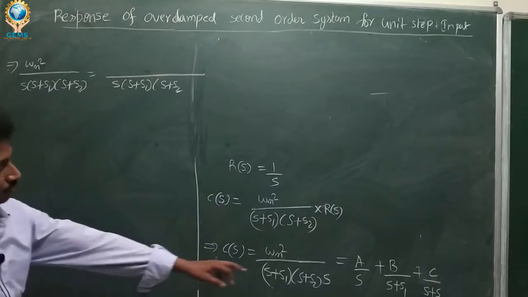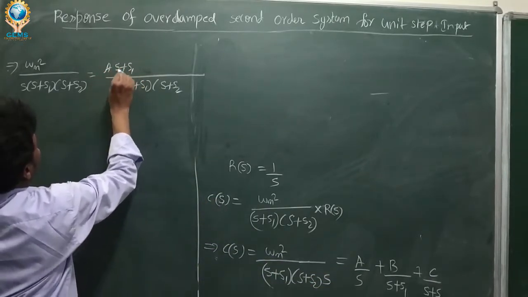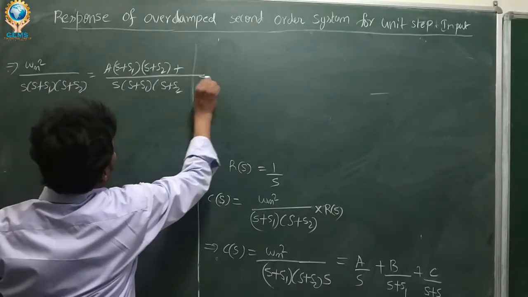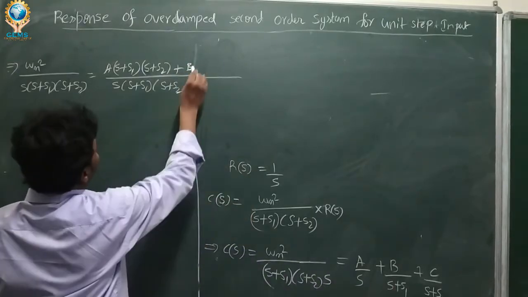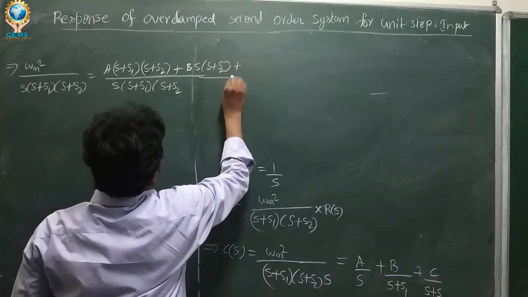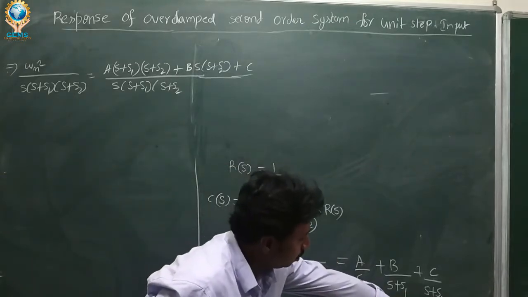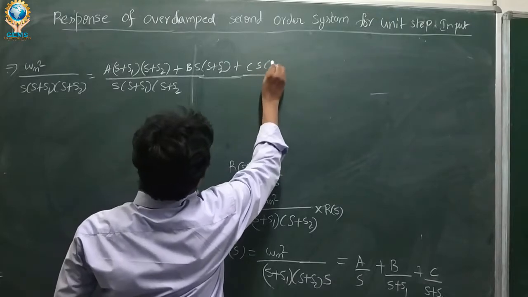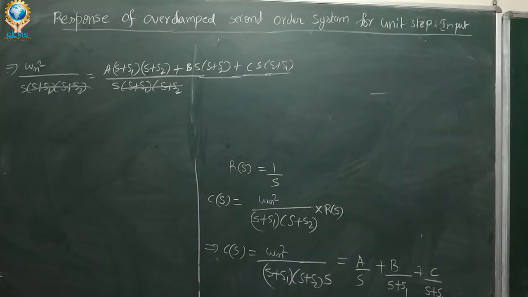Now here, A into (S plus S1) into (S plus S2) plus B into S into (S plus S2), because S plus S1 gets cancelled. So what is left? B S (S plus S2) plus C. Then S plus S2 gets cancelled. So what is left? C S into (S plus S1), right? So these both get cancelled.